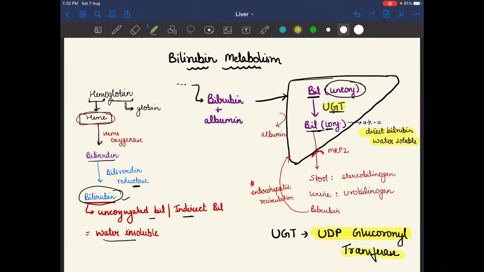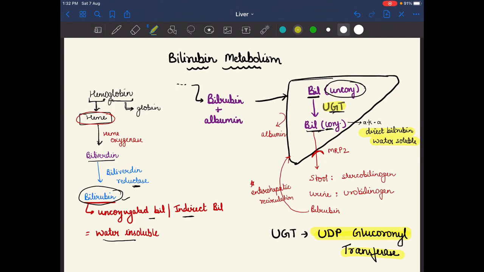With UGT, the bilirubin is converted into the conjugated form, which is also known as direct bilirubin, and that is water soluble. Now this conjugated bilirubin moves outside with the help of MRP2. Please remember this MRP2. If it is present in the stool then it is known as stercobilinogen, and if it is present in the urine then it is known as urobilinogen.